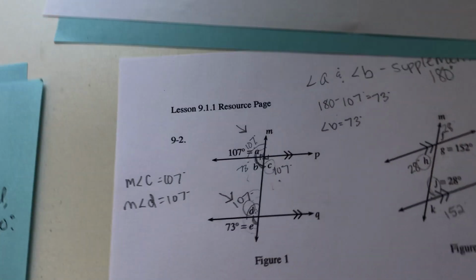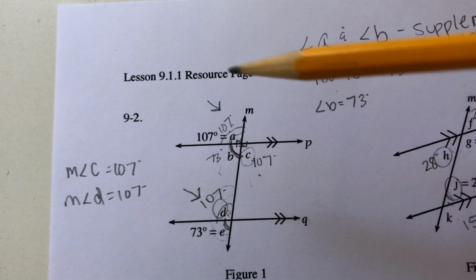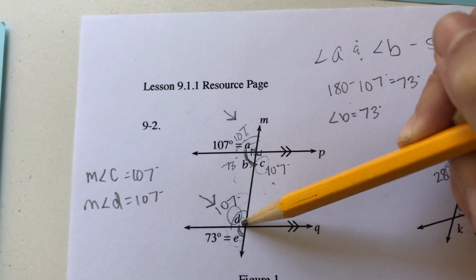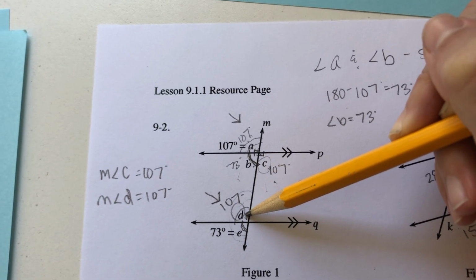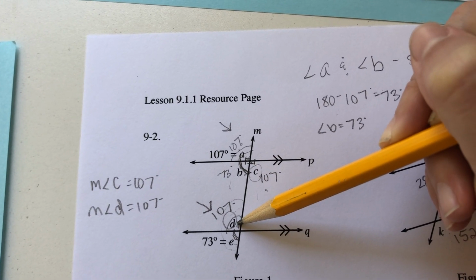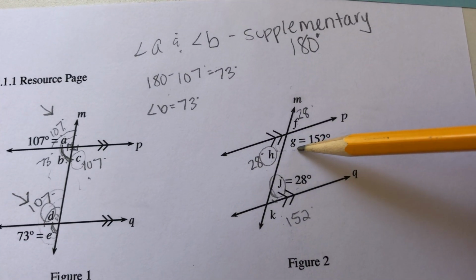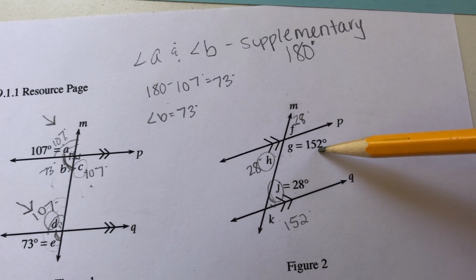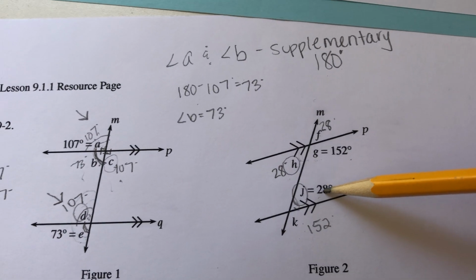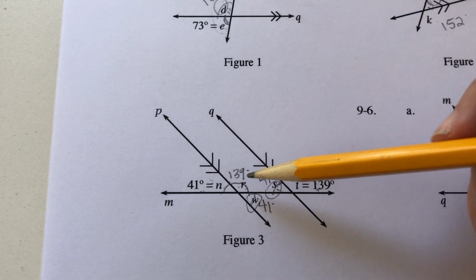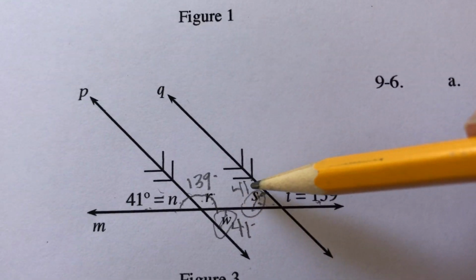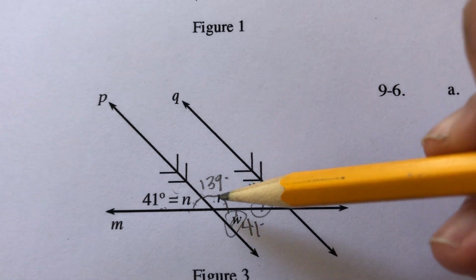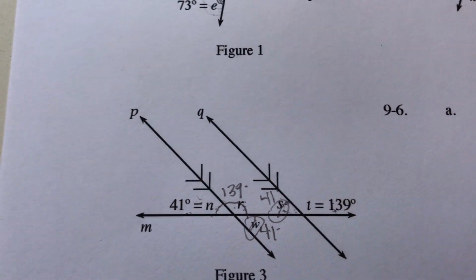So B and D, let's see, B's here, D's here. So 73 plus 107 is 180. So B plus D is 180. G and J, if you add them together, 152 and 28, you get 180. So G plus J is 180. And then R plus S, so where's R? R plus S, 139 plus 41 equals 180. So those also add up to 180.